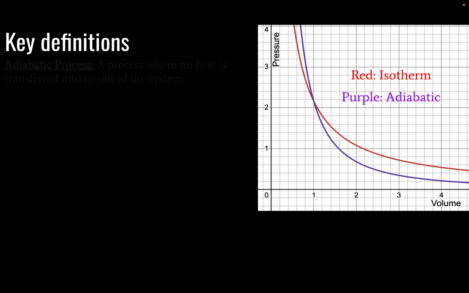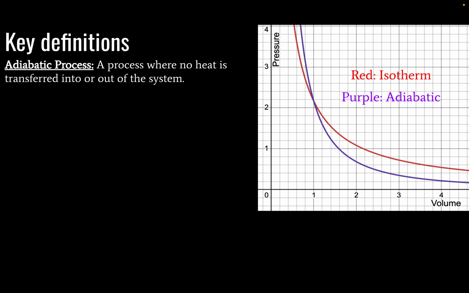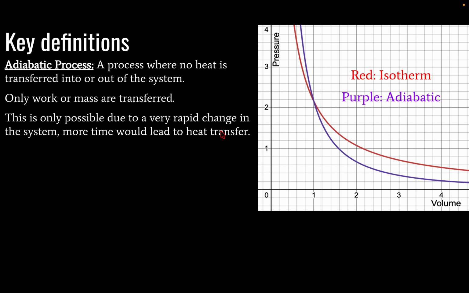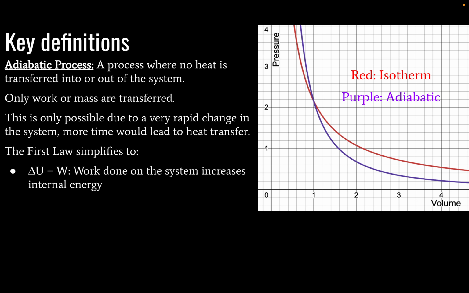Okay, so here we see an adiabatic process, and this is a process where no heat is transferred into or out of a system. I've shown here a red line indicating an isotherm, and our purple line shows an adiabatic transition. Only work or mass are transferred for an adiabatic process, and these only generally occur when we have a very rapid change in the system. If there's more time, that's going to lead to more heat transfer, and that's not what happens.